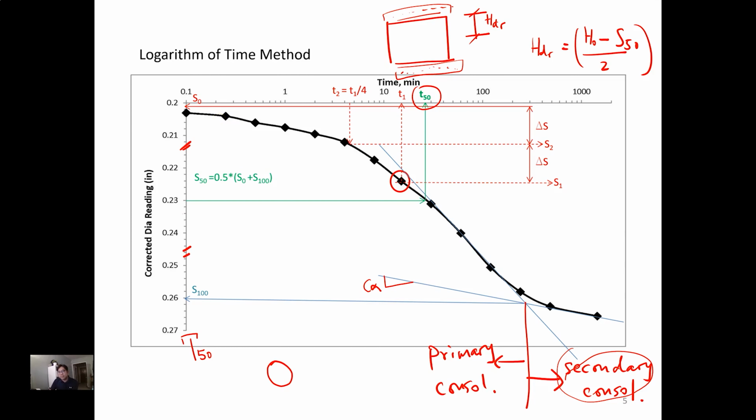So either method has its own good and bad, and the ASTM standard requires doing both of them. That's why, in your lab report, we need you to complete both methods.